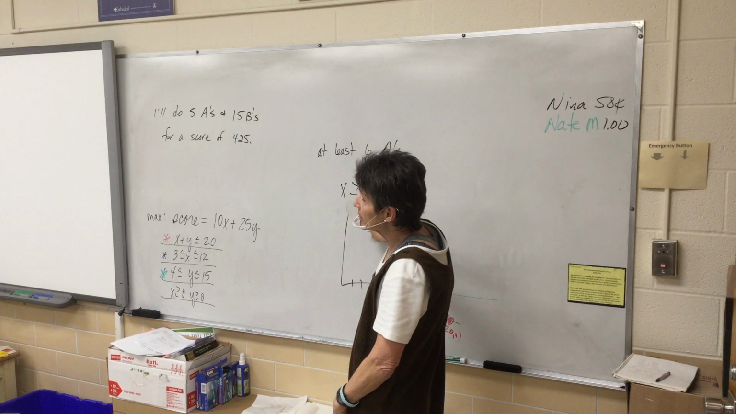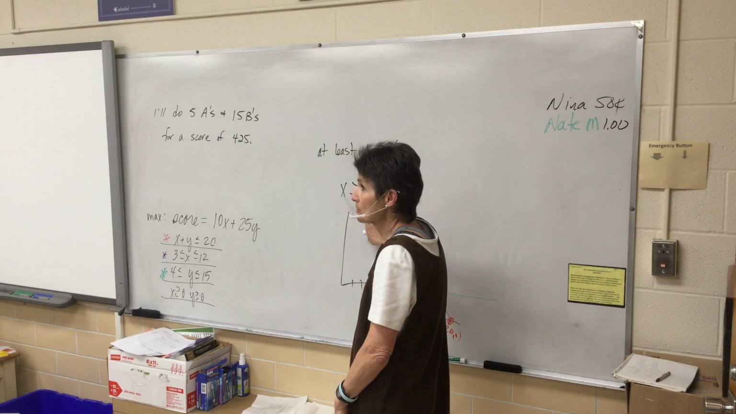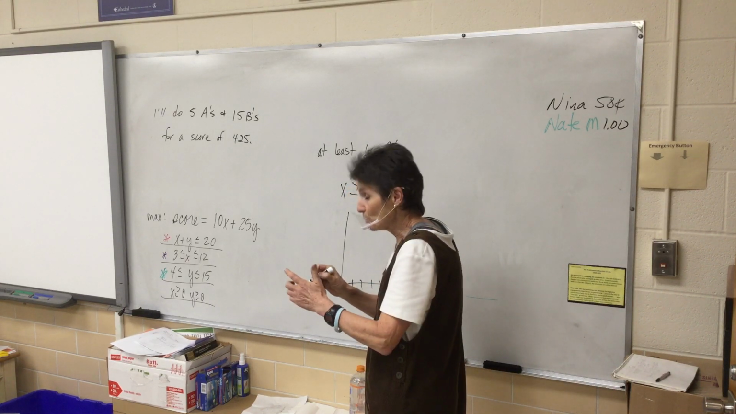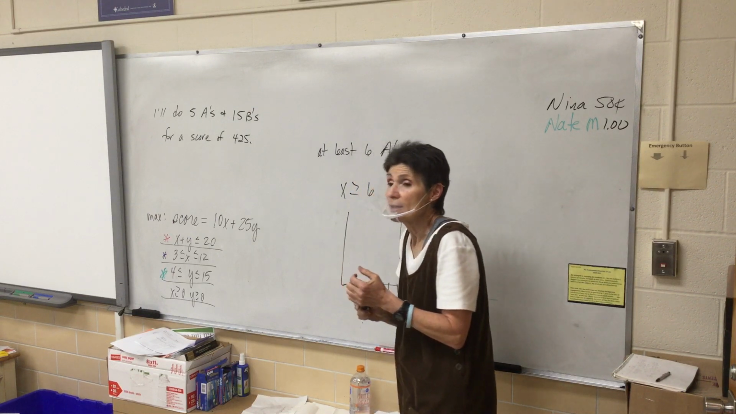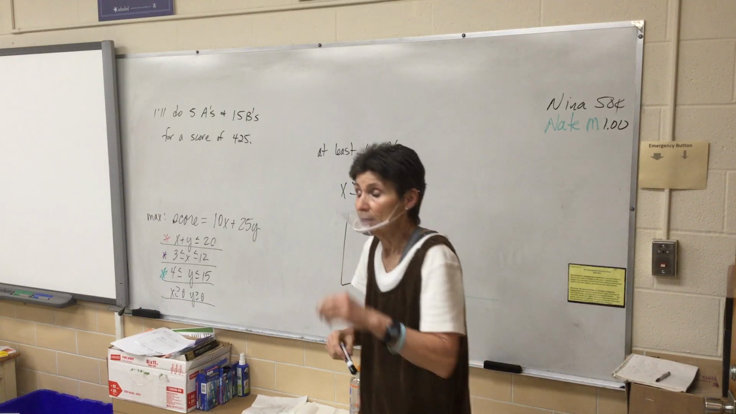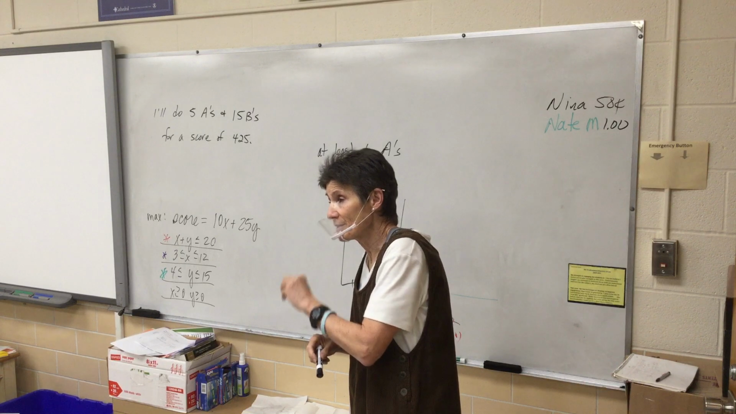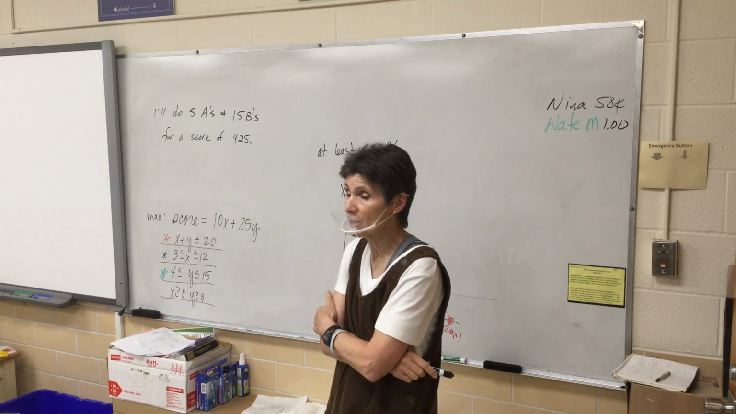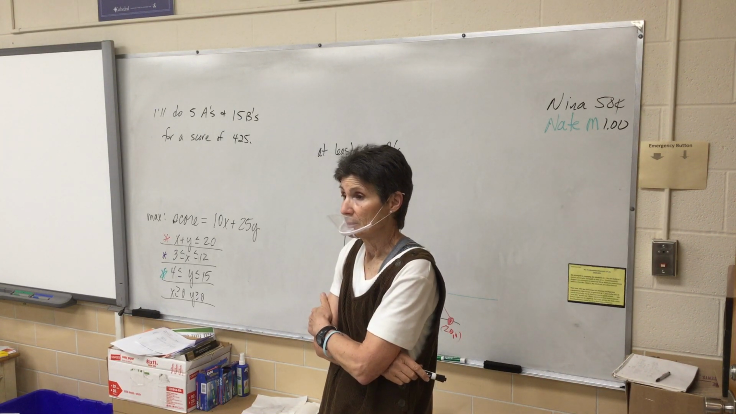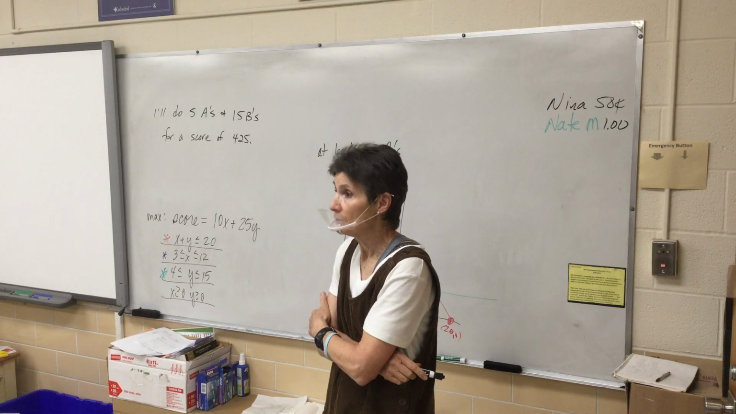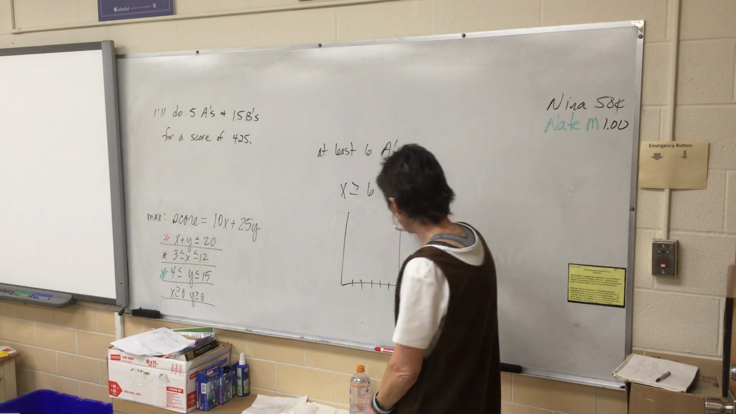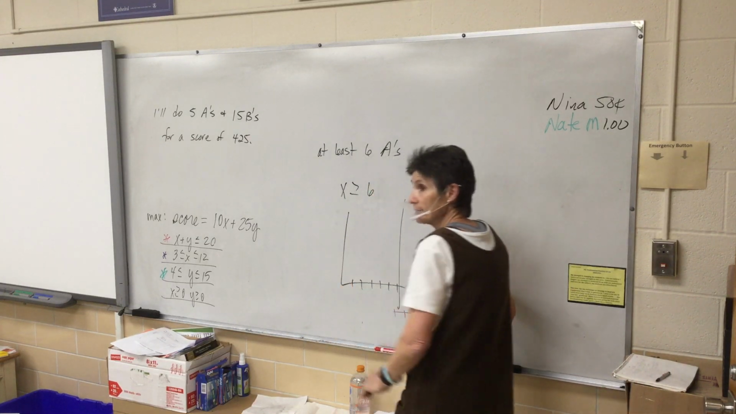Let's say you're selling hot dogs and you cannot sell more than 50 hot dogs. What do we know about X then? Less than or equal to 50. So you have your vertical bar, but now you'd shade on this side of it.